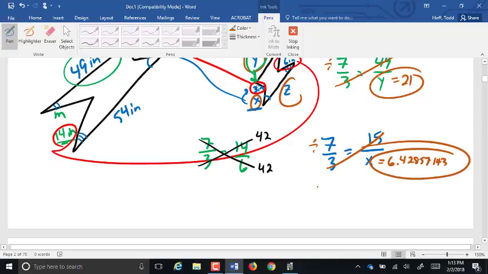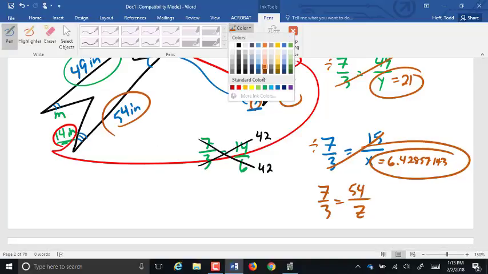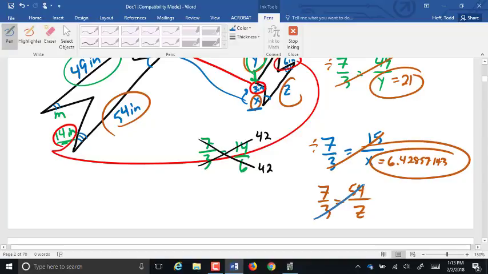Do the same thing for z. Z also goes on bottom, and it corresponds to the 54. 3 times 54 is 162. Divided by 7 is 23.142857143 approximately.